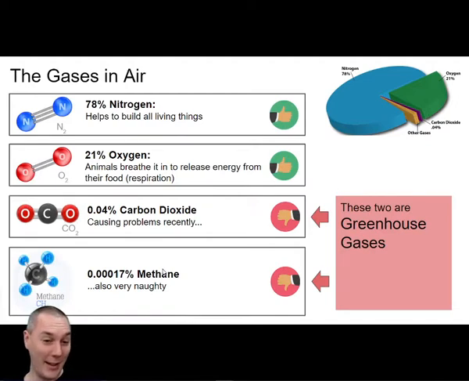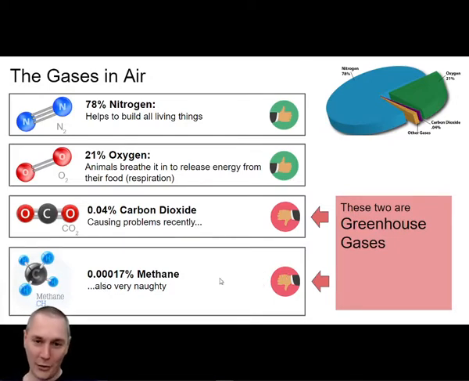Methane gas, there's hardly any of it, it's a very, very small percentage of the mixture here. 0.00017% of the Earth's gases are methane in the atmosphere, so not very much. But it's actually even worse than carbon dioxide in terms of causing climate change around the world. So it's one that is worth talking about because it's quite a major contributor. Even though there's not very much of it, it is having quite a big effect, so that's why I'm adding it to this lesson here.